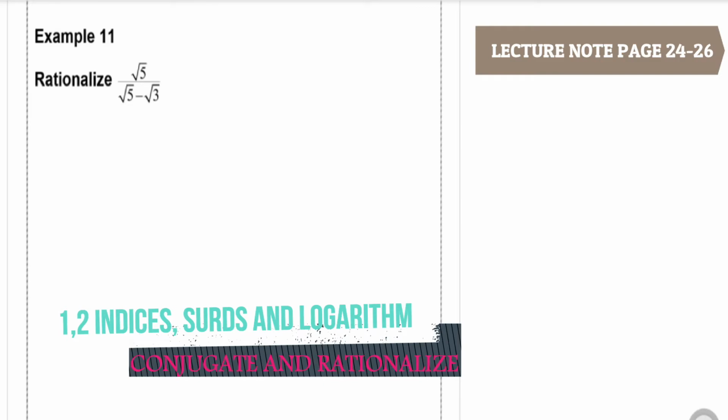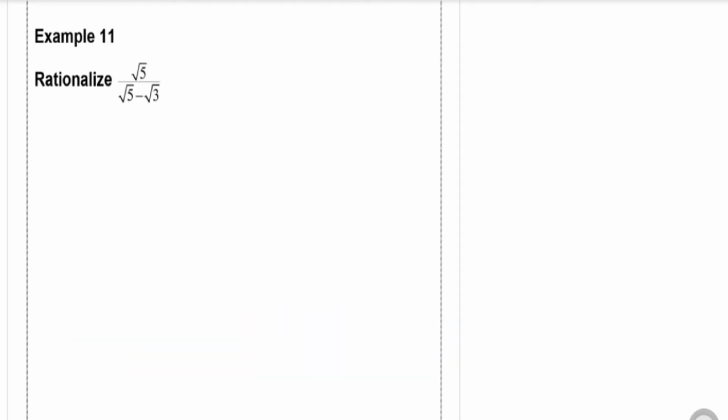Next, let's look at example 11. Rationalize √5 over (√5 - √3). From this question, we can see that √5 over (√5 - √3) is an irrational fraction because we have a surd in the denominator. So, to rationalize the fraction or rationalize the denominator, we need to multiply the fraction by its conjugate, which is (√5 + √3) over (√5 + √3).